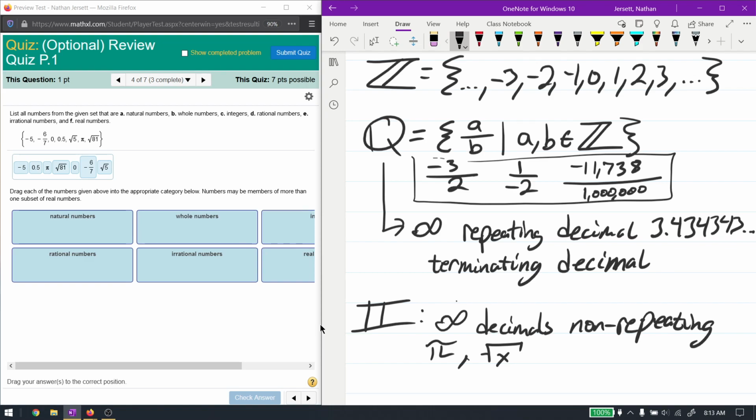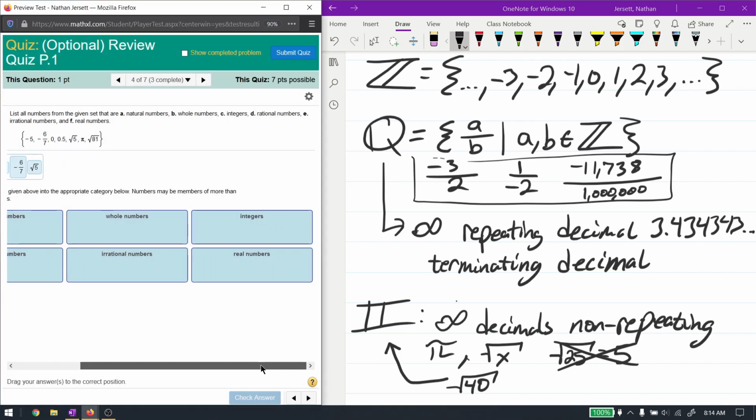So if we looked at the square root of 25, this is not an irrational number because the square root of 25 is 5. It's a perfect square. So this is not irrational. However, the square root of 40 is not a perfect square, and therefore it will be an irrational number. It will have an infinite decimal that does not repeat itself infinitely. So that's what irrationals are.